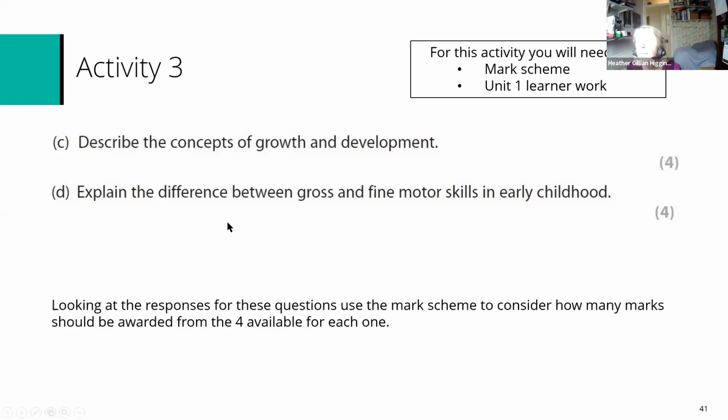Okay, so activity 3, and obviously not everybody's got the right marks either. Describe the concepts of growth, and explain the difference between growth and fine motor skills. So how many marks would be available for this? For 1C, every description must be accurately expanded to be given the 2 marks available for each one. 1 mark was awarded for the first response and 2 marks for the second, because the response for growth is not expanded to an extent to justify the second mark.